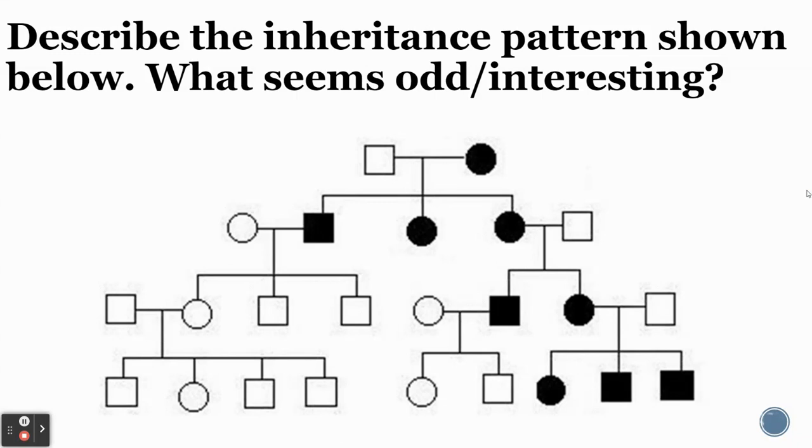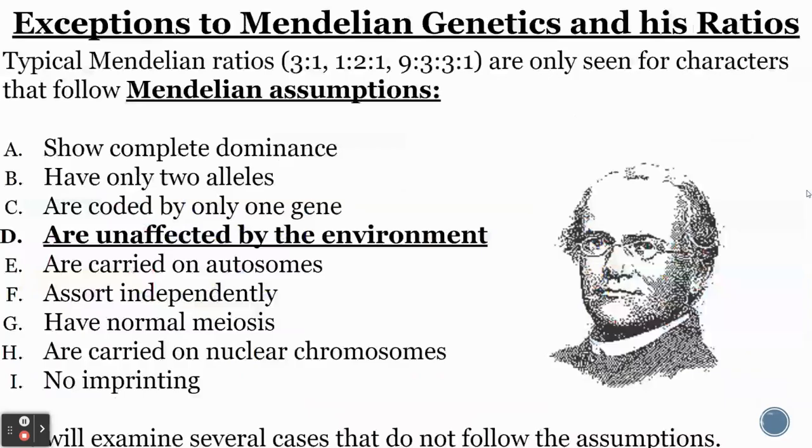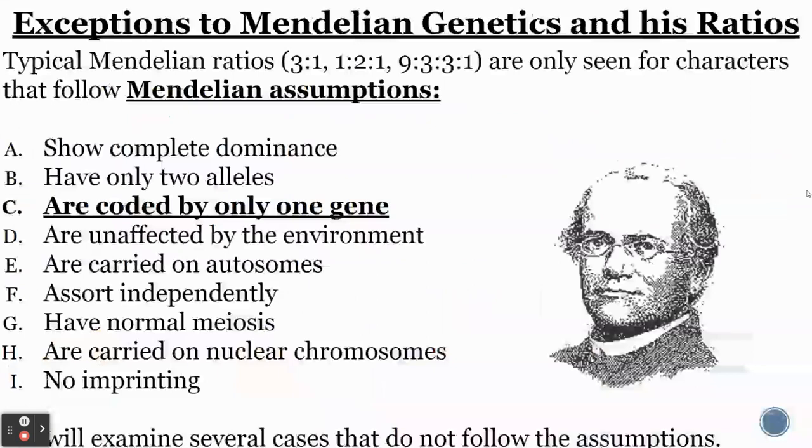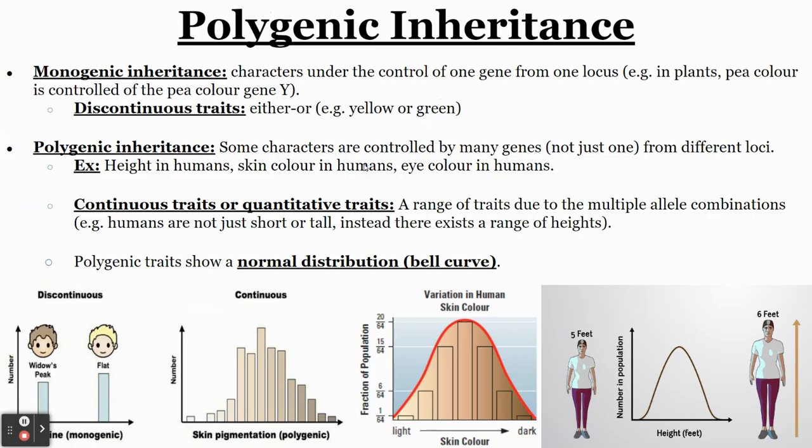Okay, so in the next video, we're going to take a look at the remaining patterns. For this video here, the exceptions we saw are that characters can be affected by their environment, and we also saw that characters can be coded for by more than one gene, and that was called polygenic inheritance.